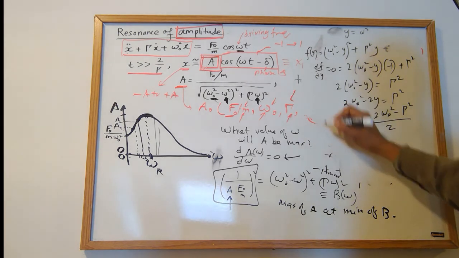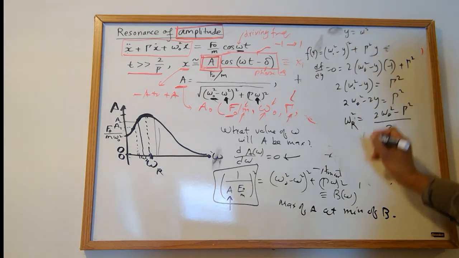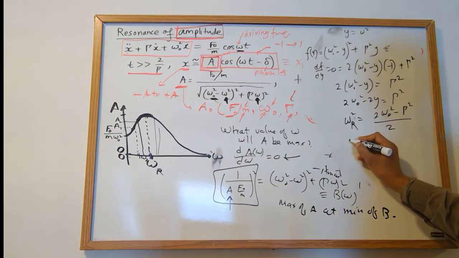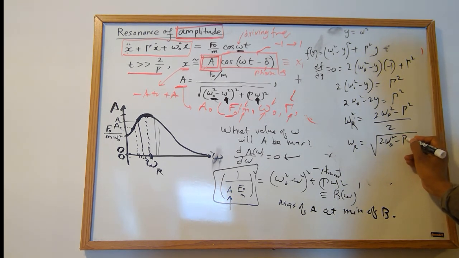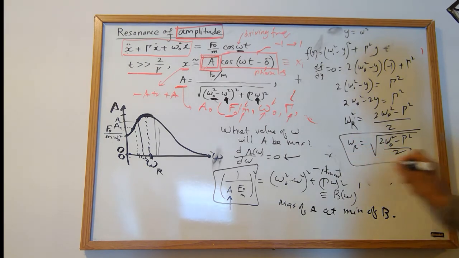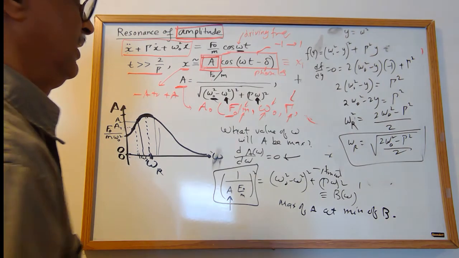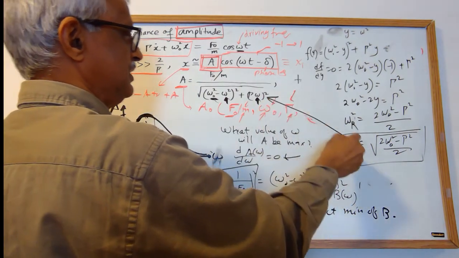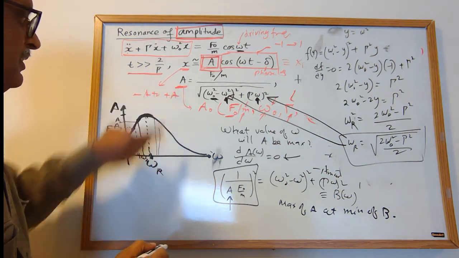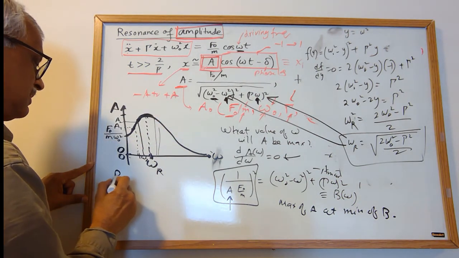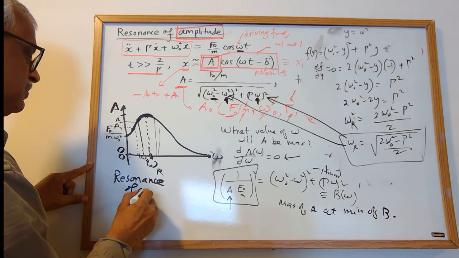And y was omega square, and this is my resonance frequency. That's the place it will happen. So the resonance frequency is the square root of 2 omega naught square minus gamma square over 2. I hope I didn't make any algebra mistake, but this is the gist of it. Now if you put these values in here, I'll get the maximum A that will happen. This is called the resonance curve, resonance of amplitude.